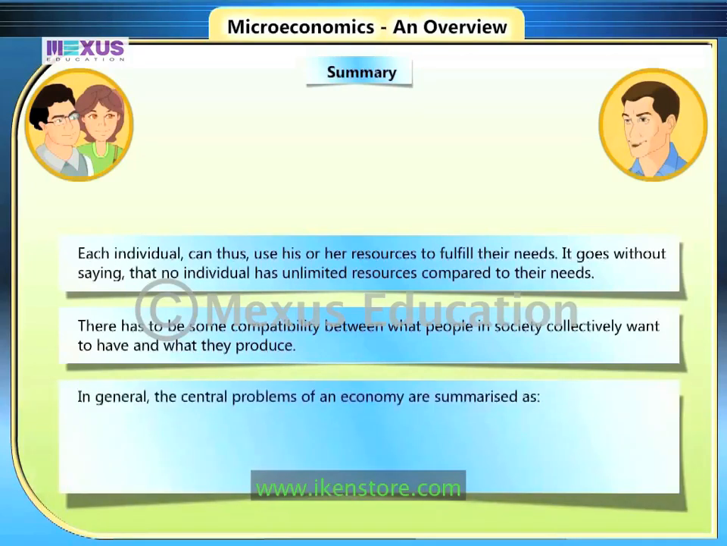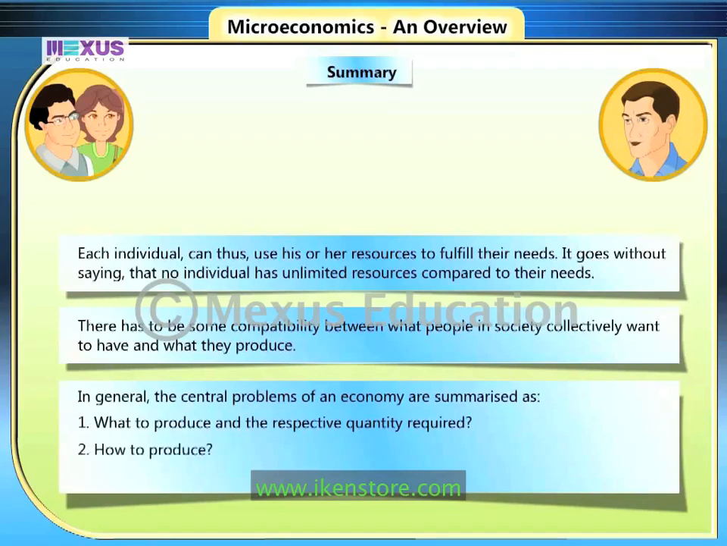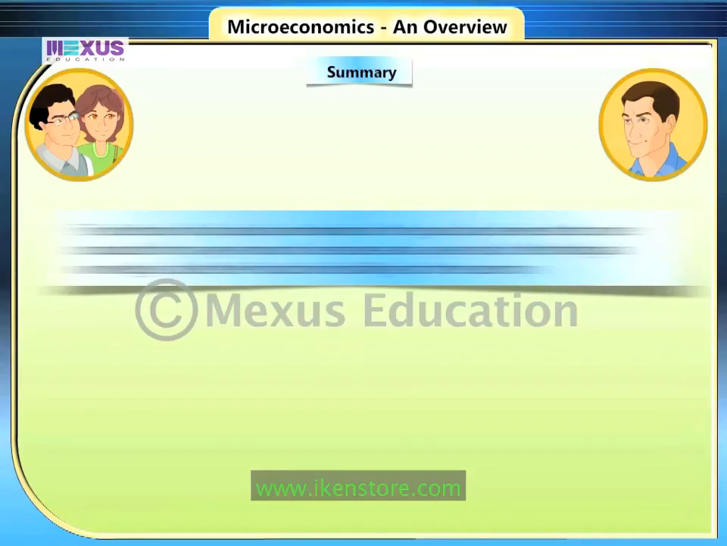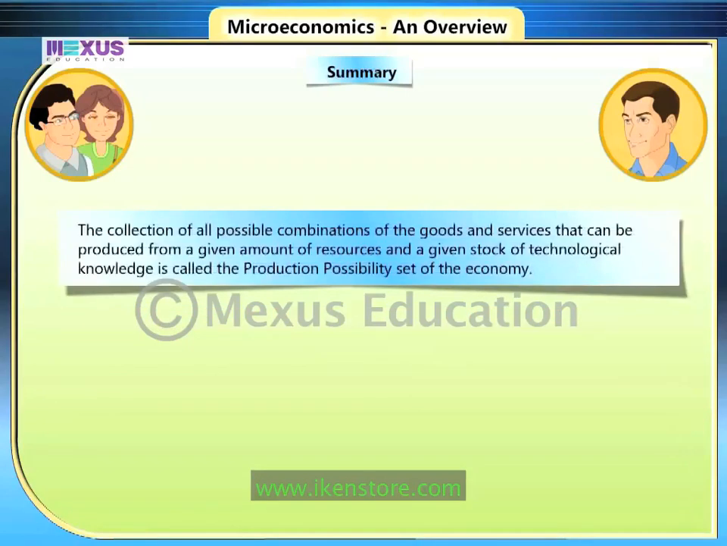In general, the central problems of an economy are summarized as 1. What to produce and the respective quantity required. 2. How to produce. 3. For whom to produce. The collection of all possible combinations of the goods and services that can be produced from a given amount of resources and a given stock of technological knowledge is called the production possibility set of the economy.